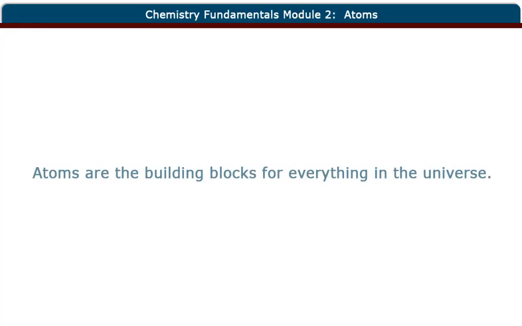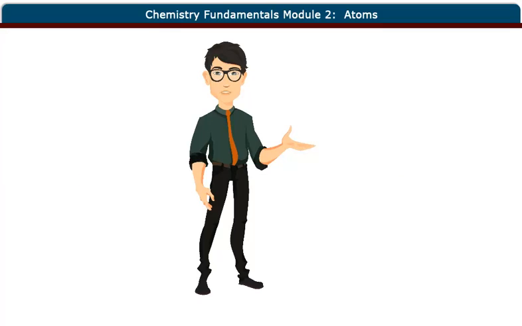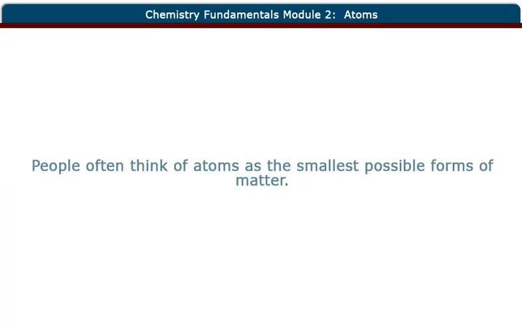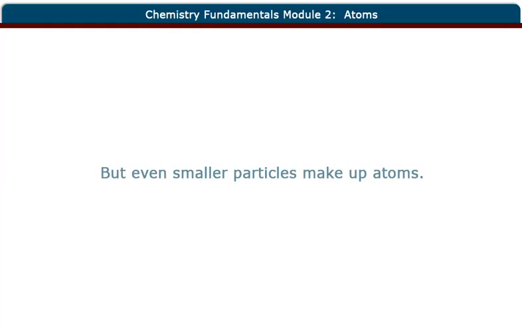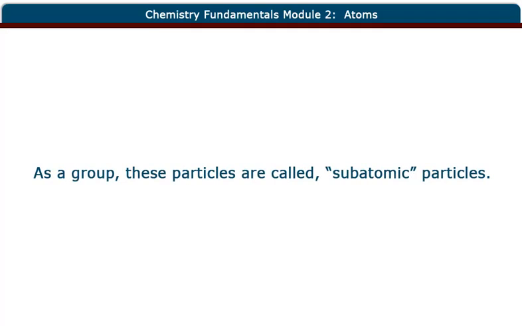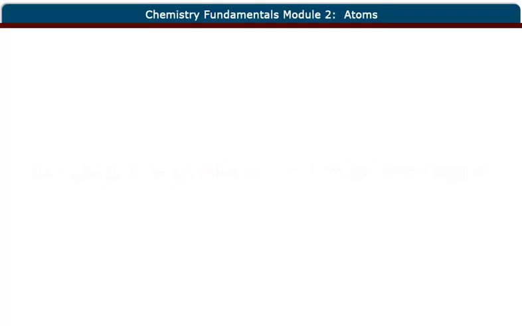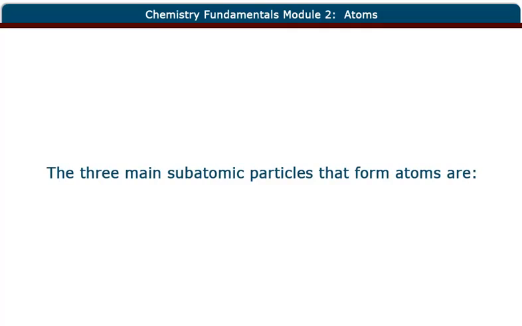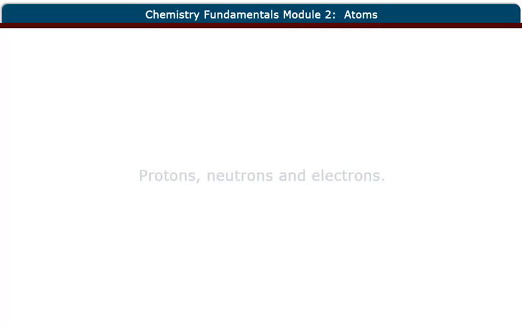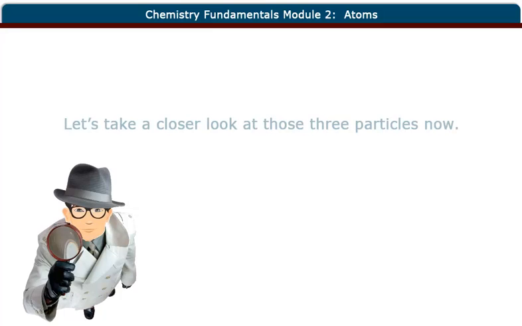Atoms are considered the building blocks for everything in the universe, including ourselves. People often think of atoms as the smallest possible forms of matter. But even smaller particles make up atoms. As a group, these particles are called subatomic particles. The three main subatomic particles that form atoms are protons, neutrons and electrons. Let's take a closer look at those three particles now.